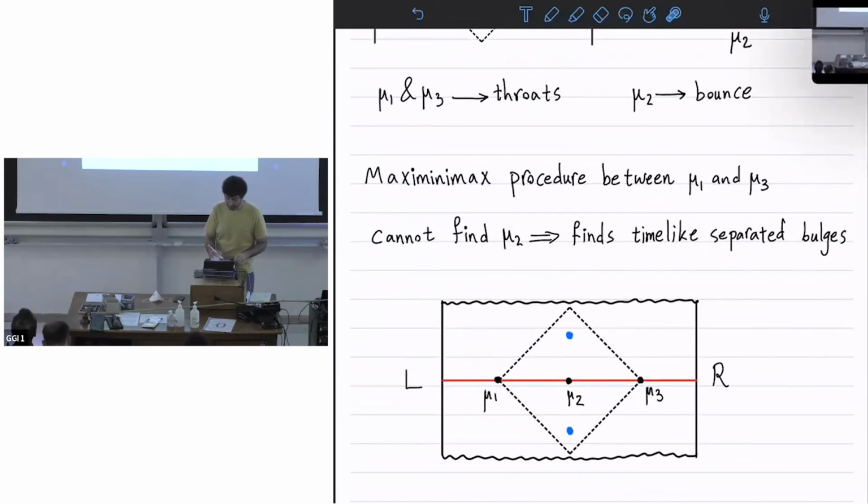Then think about running a max-minimax procedure between mu1 and mu3. The max-minimax prescription needs to return a surface. However, the surface cannot be a bounce. A bounce provably, in this case, cannot be returned by max-minimax. And since there are no other quantum extremal surfaces or classical extremal surfaces on the slice, the classical extremal surface needs to be off of the slice. And by time symmetry, they need to be time-like separated from each other.